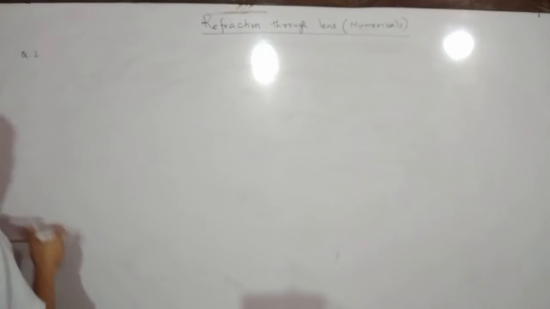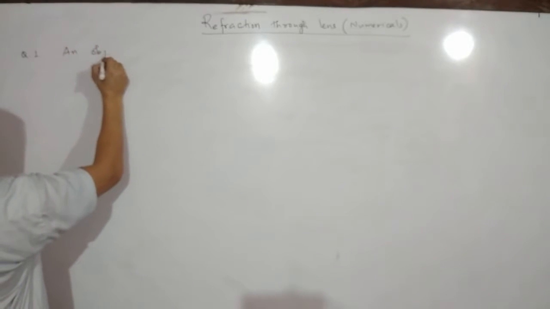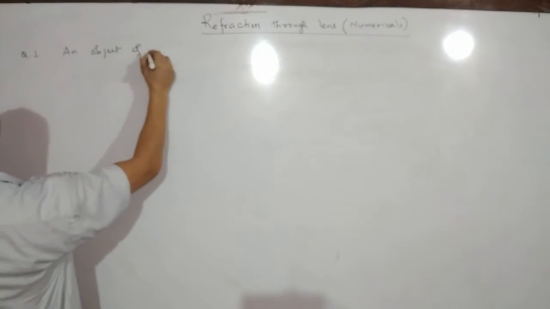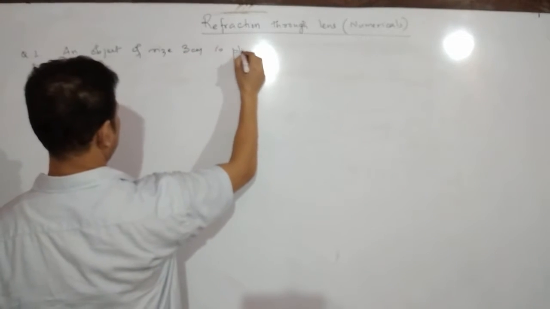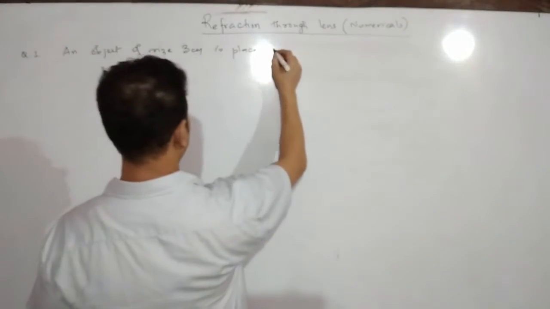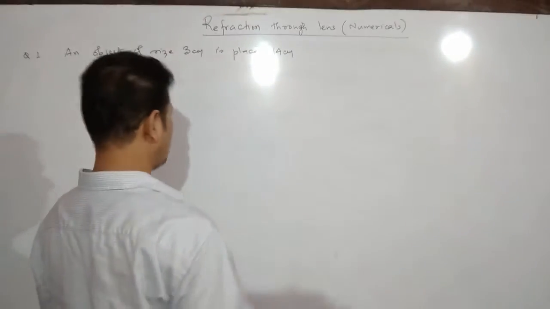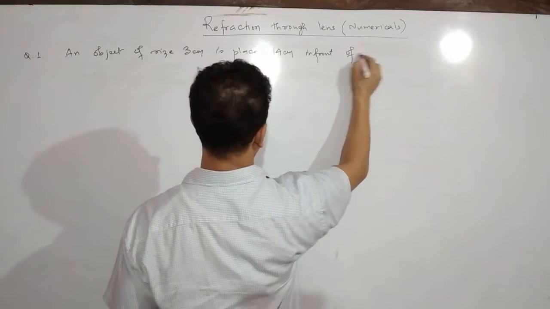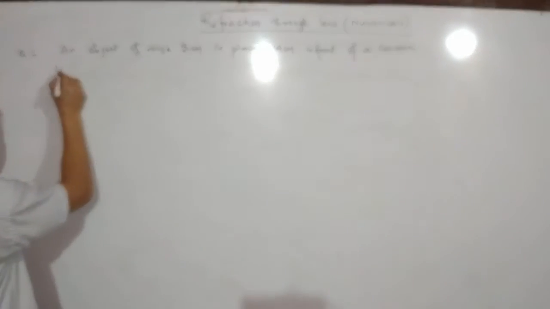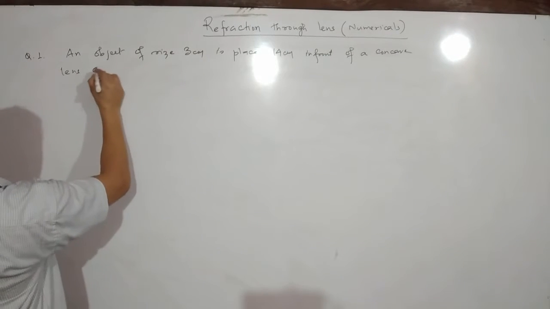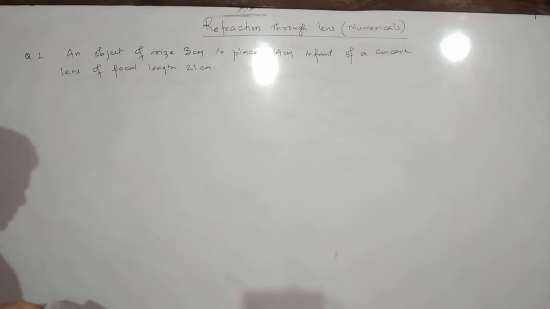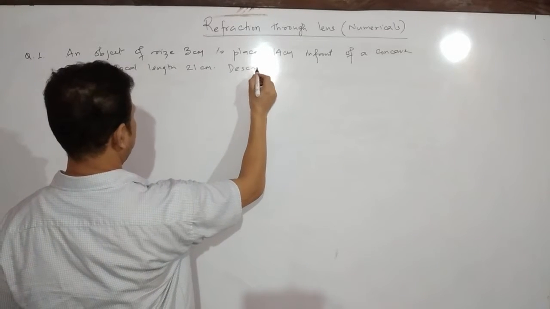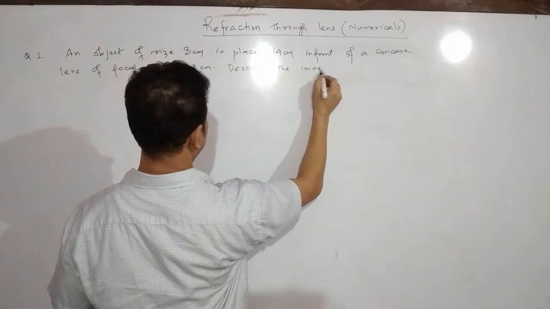Let us solve the first problem, number 1. An object of size 3 centimeter is placed 14 centimeter in front of a concave lens of focal length 21 centimeter. Describe the image produced by the lens.